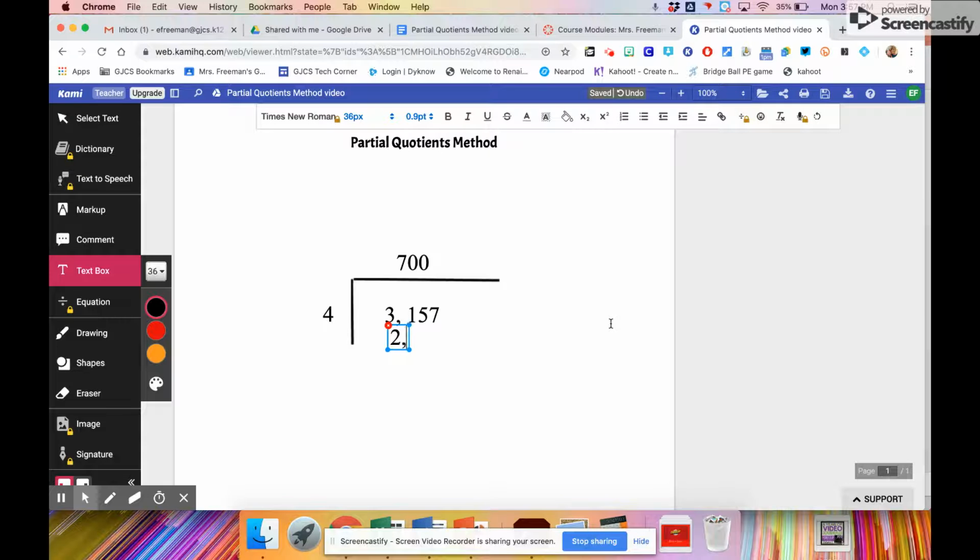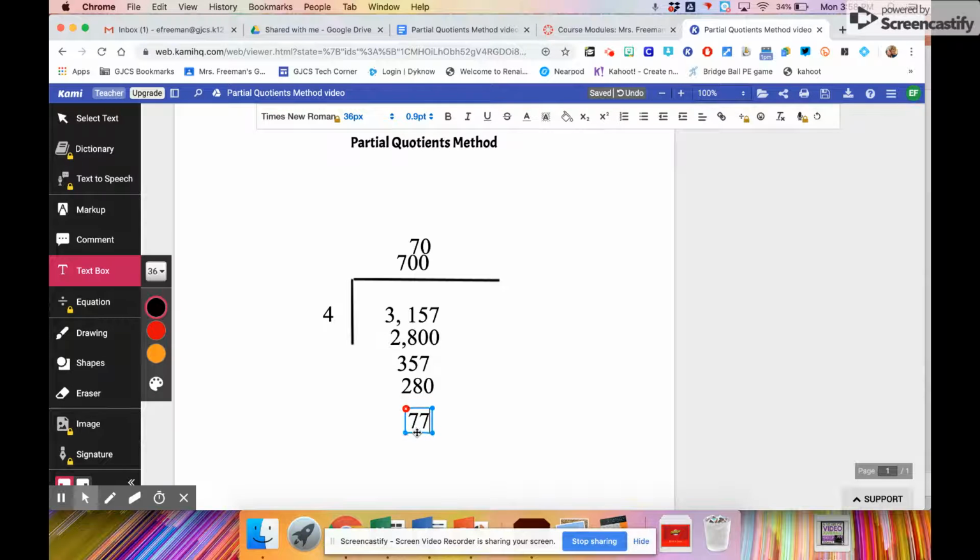So 4 times 700 is 2,800, and of course they would line up their numbers here so that they could subtract. That's the next step. When they subtract, I'm just going to do it right underneath here. They would get 357. Then it starts over and we say, okay, what can I put up here at the top to take times 4 to get close to 357? They can use their easy multiples cheat sheet, or they can think about math facts and say, I'm going to do 70. 4 times 70 gets me 280. Then they would subtract 357 minus 280, and they would get 77.